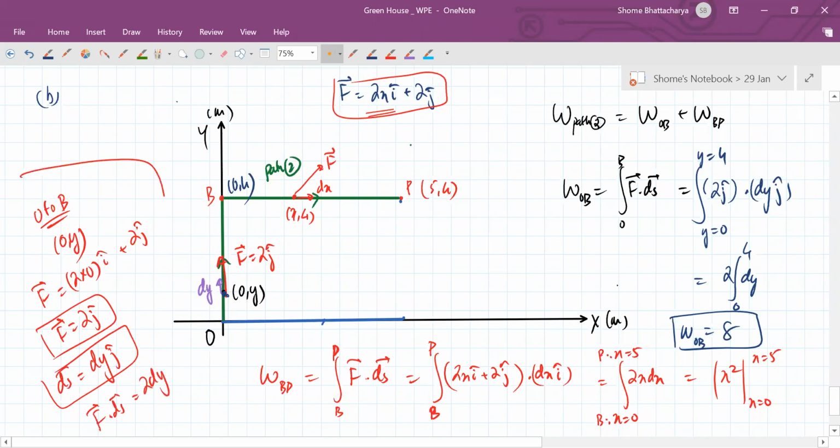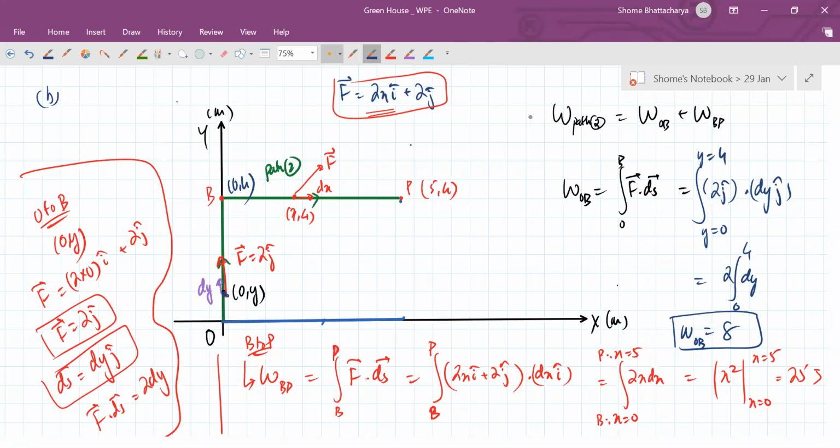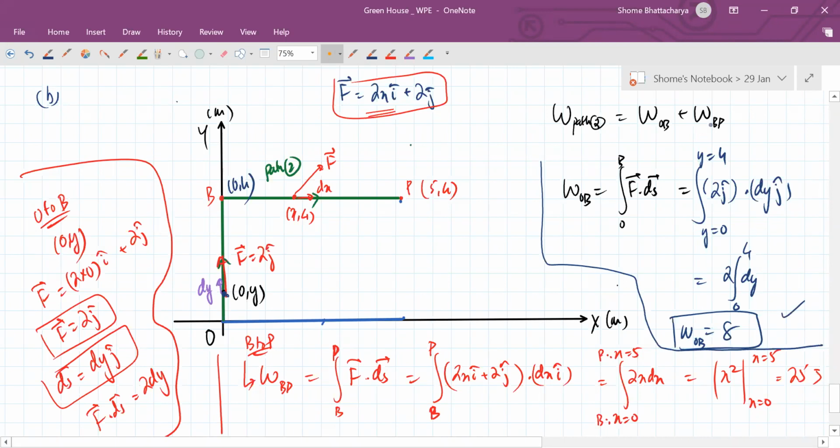But this is in O to B, whereas B to P, this is what is happening. So this will be 25 joules. Okay, so again, this is different. O to B, this is the work done. B to P, this is the work done. Total is again 33 joules. So it's the same as the work done in the first path.